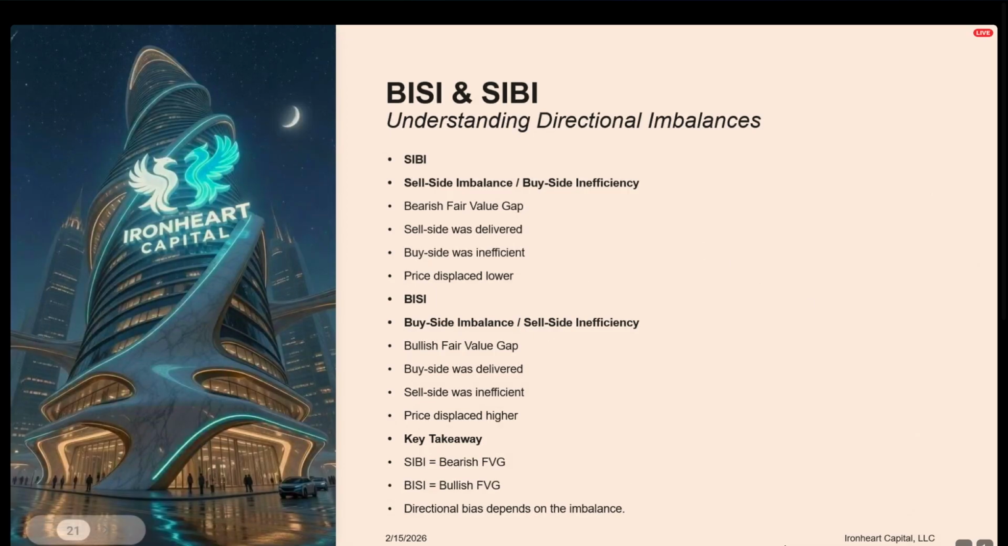So, different types of fair value gap, right? You have buy side imbalance, sell side inefficiency (BISI), and sell side imbalance, buy side inefficiency (SIBI), okay? A SIBI is just a bearish fair value gap, right? The sell side was not delivered. It is buy side inefficient and price was displaced lower. A BISI is a bullish fair value gap. Buy side was delivered, but the sell side is inefficient and price displaced higher.